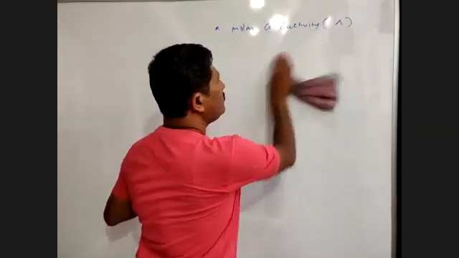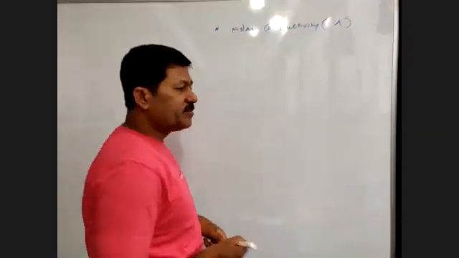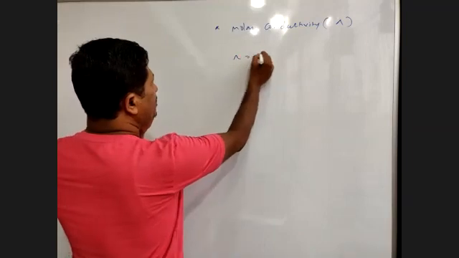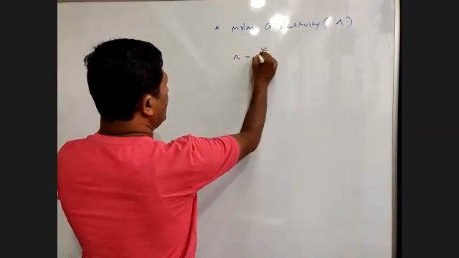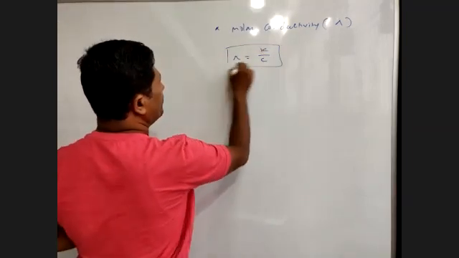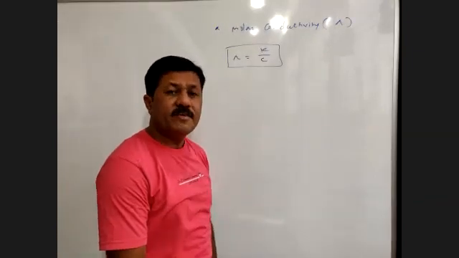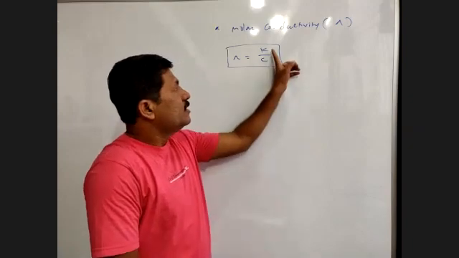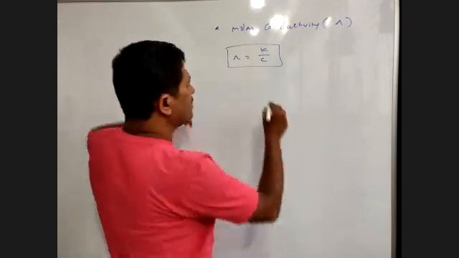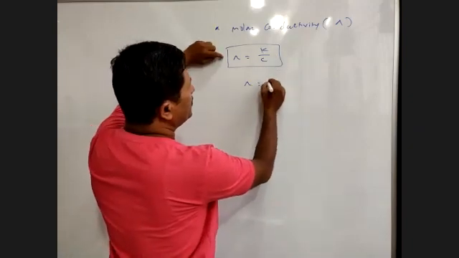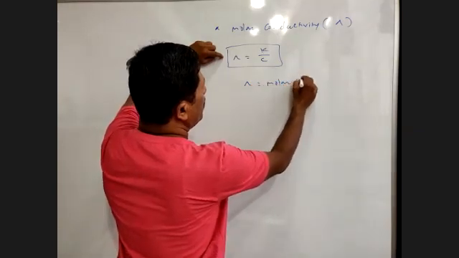Now the mathematical definition: lambda is equal to k upon c. This is the mathematical definition of molar conductivity. So the mathematical definition is easy. K, which we know well, and lambda is nothing but molar conductivity.